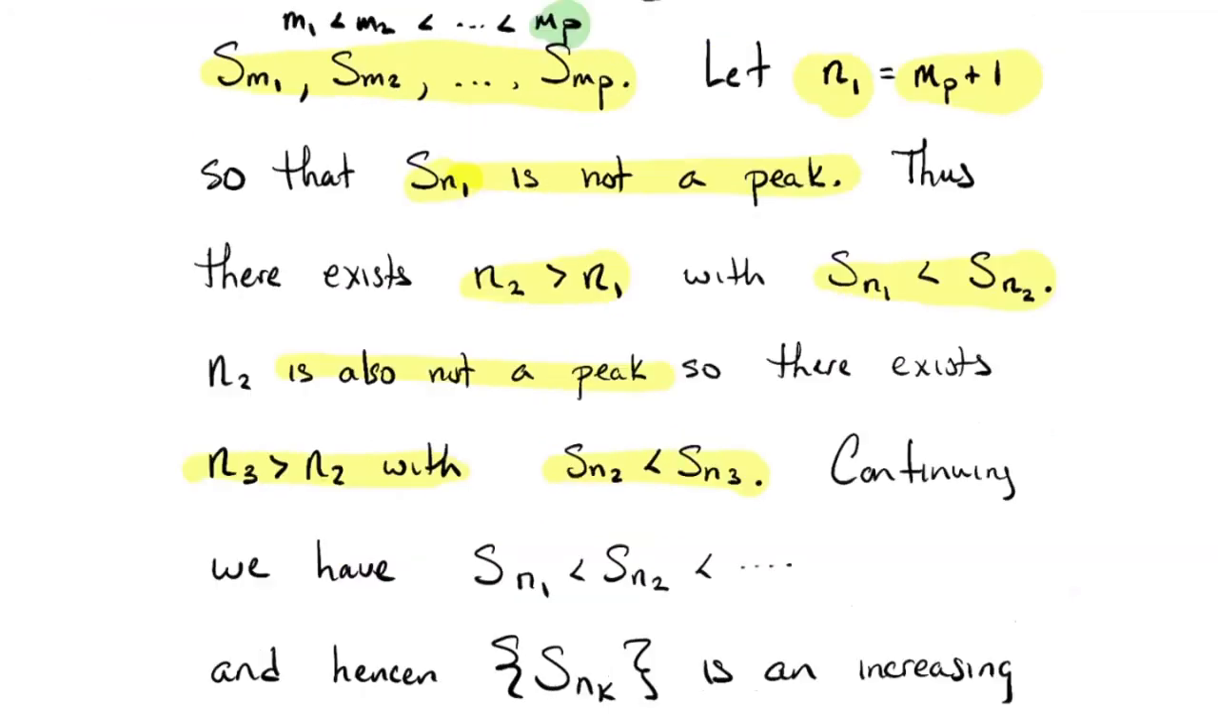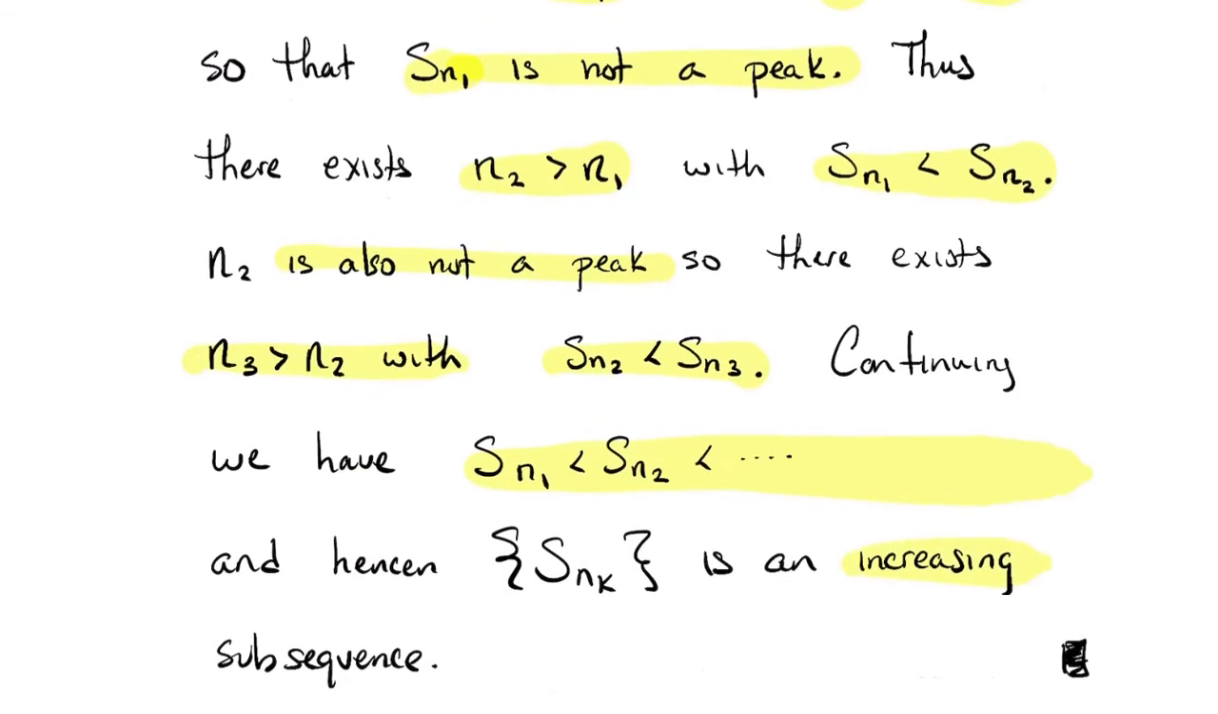Continuing this process, we will generate this subsequence S_N1, S_N2, and so on. It's strictly increasing, or by our terminology, it's an increasing subsequence. Cool. So just summarizing: in case one, if you have infinitely many peaks, take the subsequence of them; it's monotonic, non-increasing. If there are only finitely many peaks, then you can find a subsequence that's increasing. It's monotonic. So any way you slice it, this sequence S_n has a monotonic subsequence.